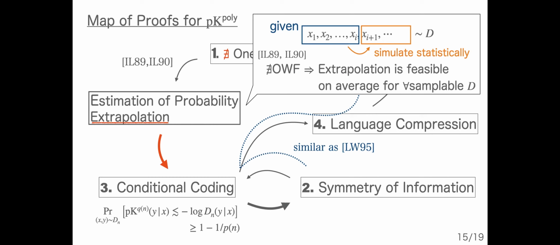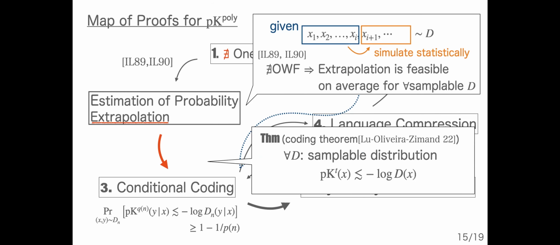To show the conditional coding, we combine this extrapolator with optimal coding for pK. Roughly speaking, by extrapolation, we can make conditional distributions of samplable distributions samplable. Therefore, the coding for pK with respect to this samplable conditional distribution yields conditional coding. But this is a very intuitive explanation, and in the actual proof, we need to deal with some technical issues such as a statistical error of extrapolation. But I skip the formal part here.